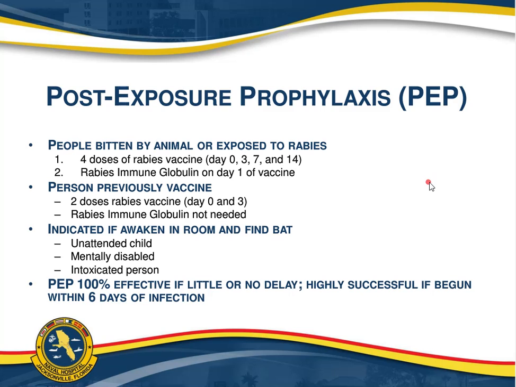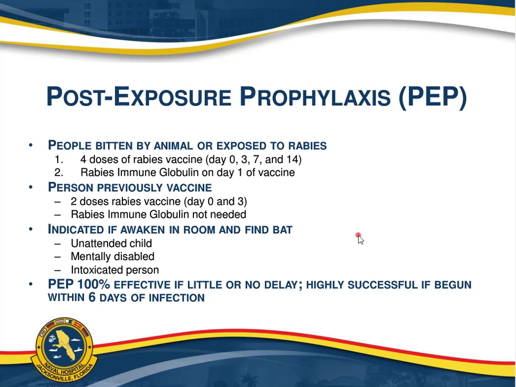A person who previously had a vaccine can get 2 doses of the rabies vaccine, and the rabies immunoglobulin is not needed. Now this is an interesting one, and I've had multiple people tell me this. Let's say you drank some alcohol and you fell asleep in your room, and you woke up and there was a bat sitting in the corner of your room. You're getting all this done because they don't know if the bat had rabies. It doesn't matter what the bat looks like.